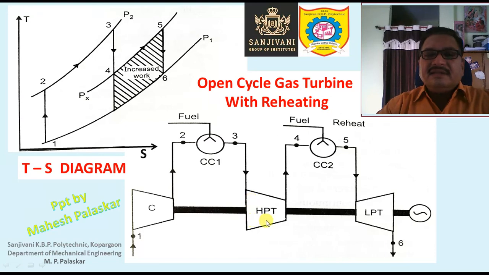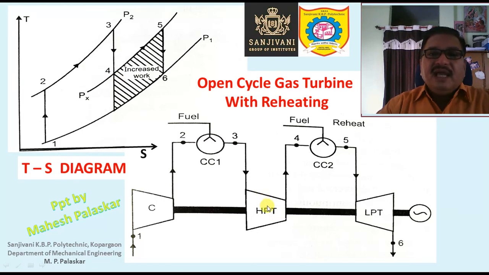Now this air is ready to expand in the turbine. So first of all it will expand in the high pressure turbine. So the expansion process 3-4 is the expansion in the high pressure turbine. So here also you can see process 3-4 is the expansion to some intermediate pressure. It will not expand to the lowest pressure, right? But it will expand to some intermediate pressure in the high pressure turbine, and we can obtain partial useful mechanical work from the high pressure turbine.